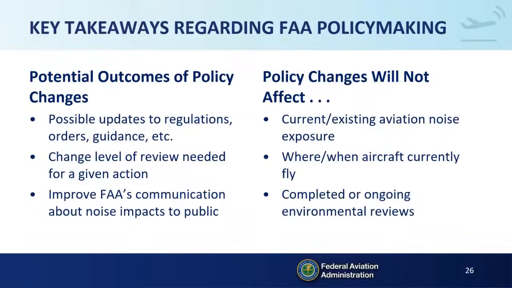This noise policy review could have a number of potential outcomes. It could result in FAA updating our regulations, orders, guidance, etc. For example, FAA might revise the threshold of noise-sensitive land use compatibility for 14 CFR Part 150 and/or environmental reviews. It might also provide additional guidance on how to prepare those documents. It could result in different levels of analysis and review for a particular action, such as a change in a flight procedure. And it could result in identifying better ways of communicating with the public about the effects of noise.